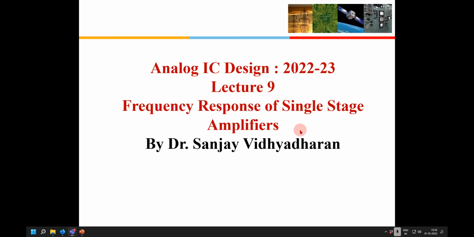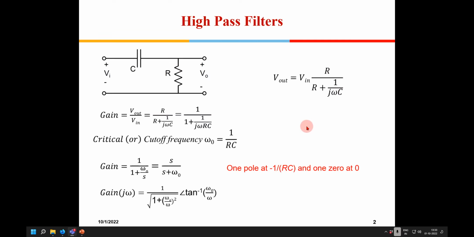In today's class, we'll talk about single stage amplifiers. To start with, just a recap of what a high pass filter is. If you have a capacitor here, an input voltage signal, and a resistance here, at low frequencies this capacitance will offer very high impedance, and hence this input signal will not be reflected at the output. However, at very high frequencies the capacitance.